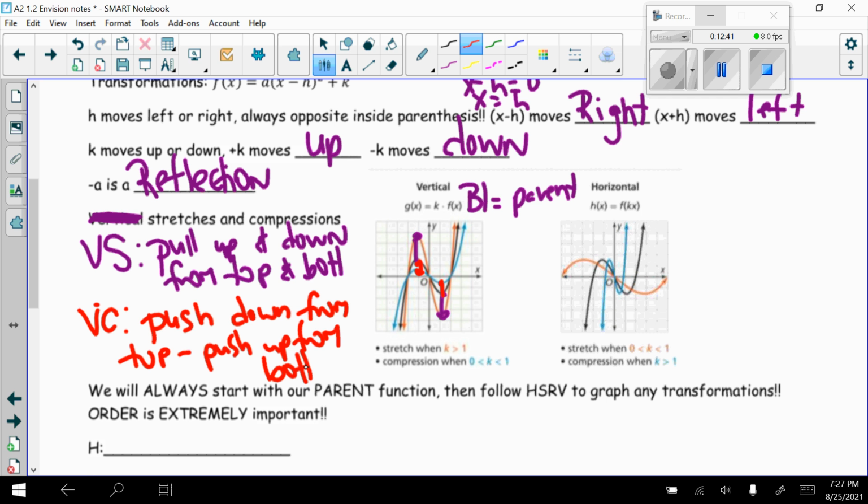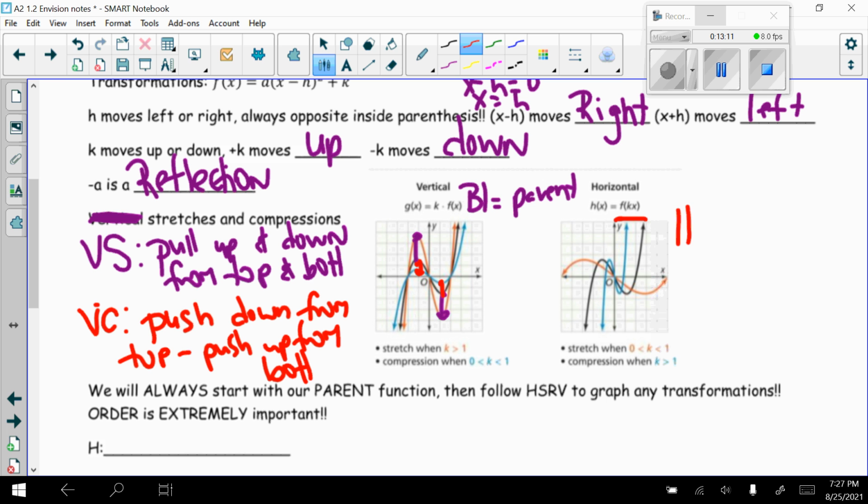That's a vertical compression. So now horizontal. Horizontal is when the number is inside the parentheses or the absolute value, so we're multiplying the x by it. Again, the black is the parent function. So it tells us a horizontal stretch is when k is between 0 and 1, so a fraction, 1/3, 1/2, 1/4, 1/5.